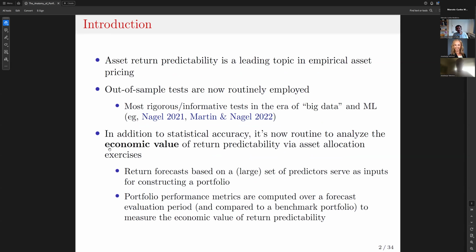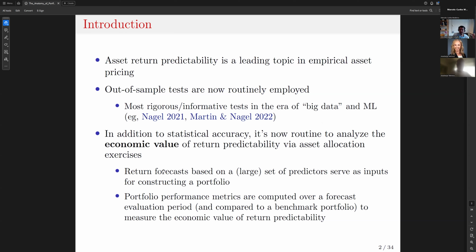So as you probably guessed from the title, this is going to be about portfolio returns. Asset return predictability is a leading topic in empirical asset pricing, and out-of-sample tests are now routinely employed. This has been the case for a while, since you never know if your model is overfitting, but it is particularly important in an era of big data. With machine learning models and lots of variables, you will be able to fit returns quite well, but that does not really speak for any out-of-sample performance.